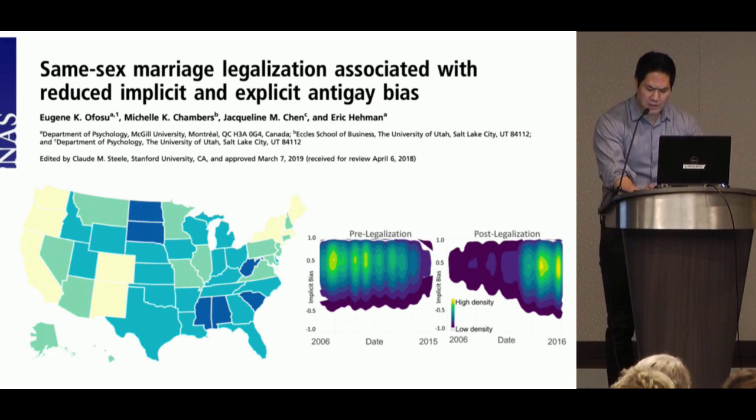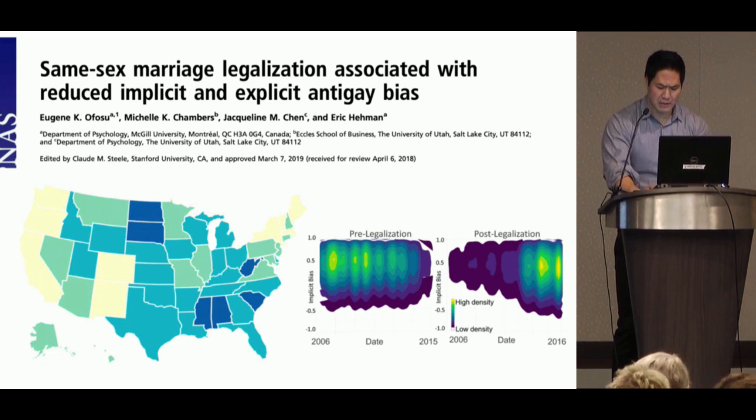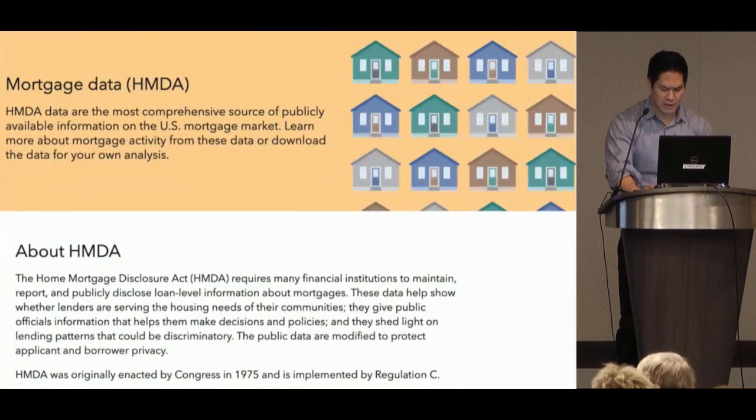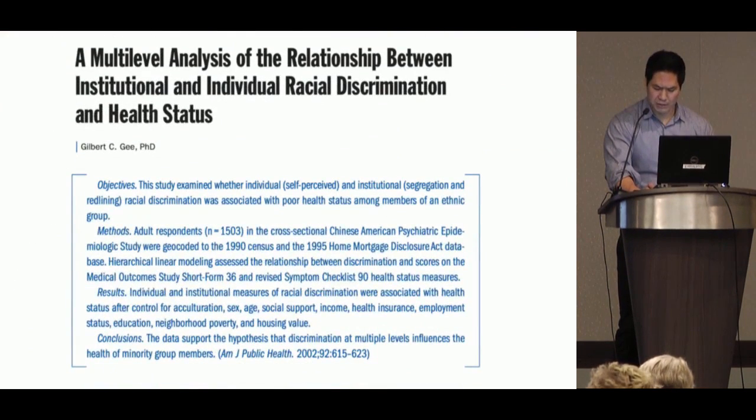Other big data sources that could be used to measure institutionalized forms of bias include administrative data from the Home Mortgage Disclosure Act database, which includes mortgage loan information across the US, and could potentially illuminate discriminatory lending practices. Gilbert G. used this data to characterize redlining among Asians and linked this to poor health status among participants in the Chinese American Psychiatric Epidemiologic Study.